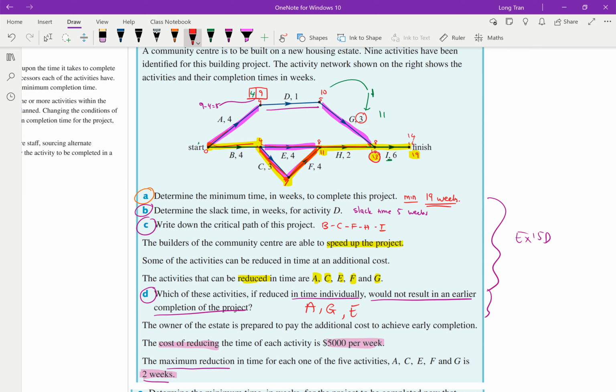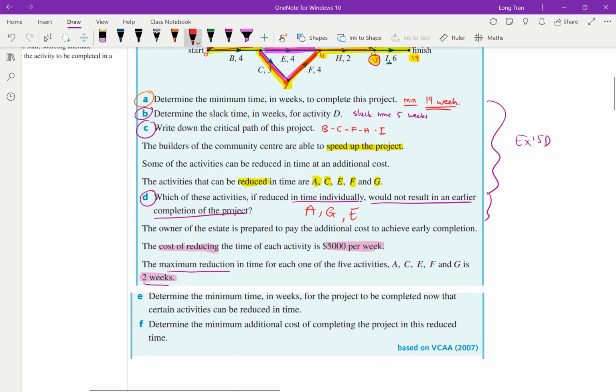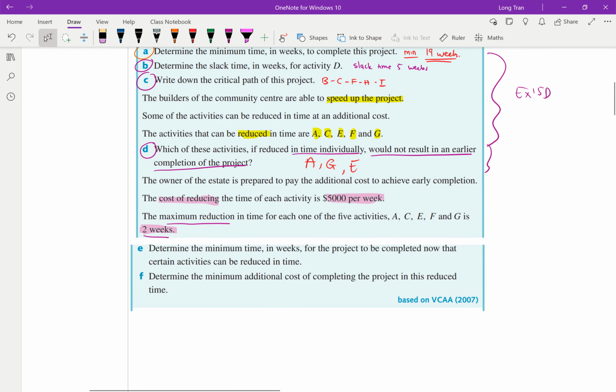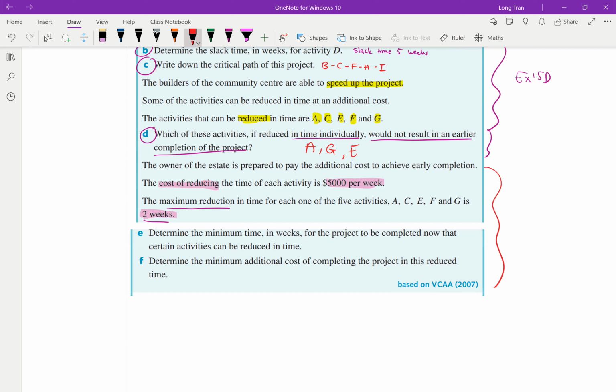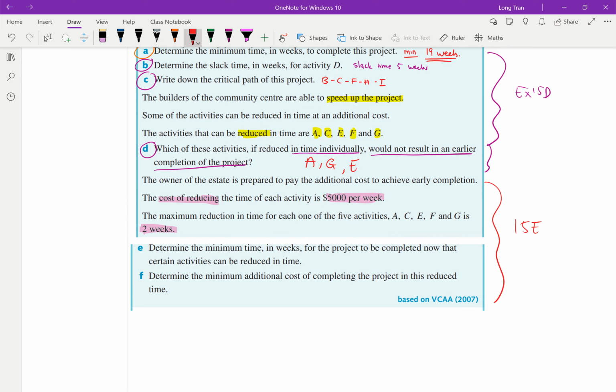Okay, well, let's now go to exercise 15E. So this component is 15E, crashing. In class, I actually forgot to read this part, and that's why my reduction kept going infinitely. But here we go. We know that every time you reduce, it's $5,000 per week, and you can only do a maximum reduction of 2 weeks for any of these activities. Now, they want you to find the minimum time in weeks that you can reduce it by, right?